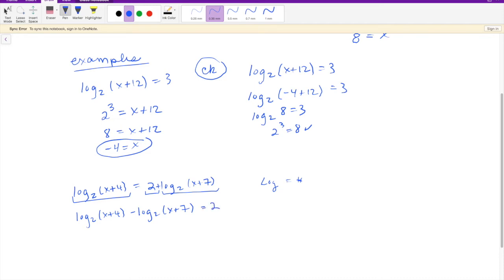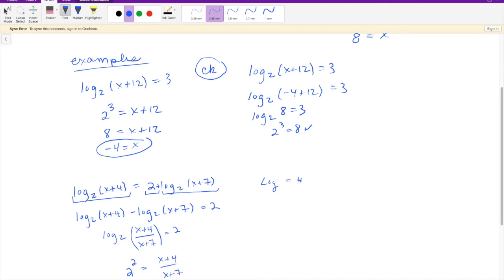Now I want to use properties of logs to rewrite the left side of the equation as a single log. So this is log base 2, I'm subtracting, so this would be log base 2 of (x plus 4) over (x plus 7) equals 2. So now I have log equals number, so I'm just going to rewrite this as an exponential expression. So this is 2 to the second power equals (x plus 4) over (x plus 7).